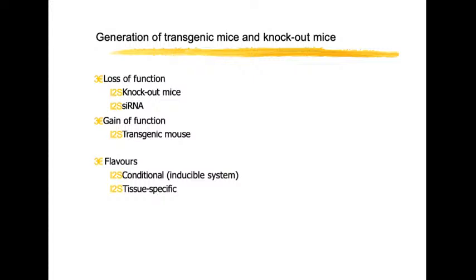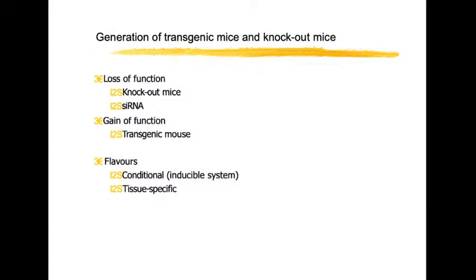This is a very hot topic. There is Charles River and many companies working on making knockout, knock-in, transgenic, conditional, and tissue-specific knockout mice in the field of molecular biology. The loss of function is known as a knockout mouse, or we can also remove the function by siRNA transfection.